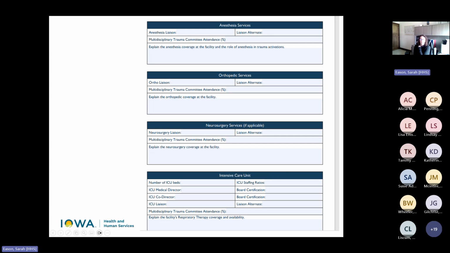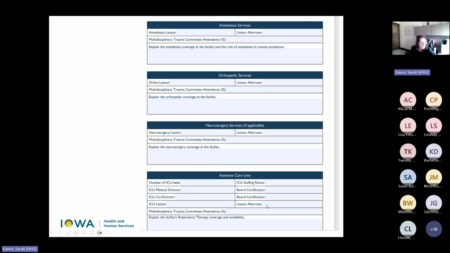So we know that many things can happen in 30 minutes. And if your physician coverage is not in-house in the ICU, what's your policy for getting emergency coverage? Does your physician come up from the emergency department? Is there actually somebody that's covering ICU in-house? So describe your ICU coverage in your ICU box here as well. And we're going to ask what the board certification is for your ICU medical director and your co-director. If your medical director is not a surgeon, your co-director has to be, is essentially what that's saying.